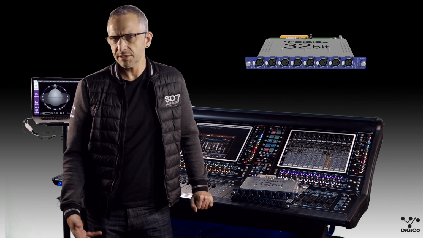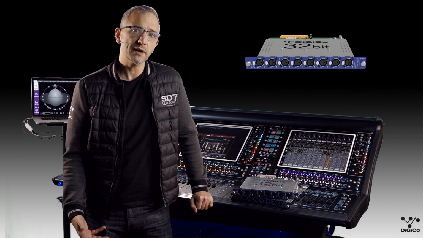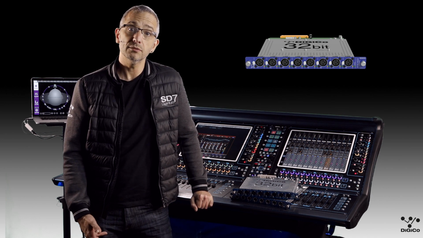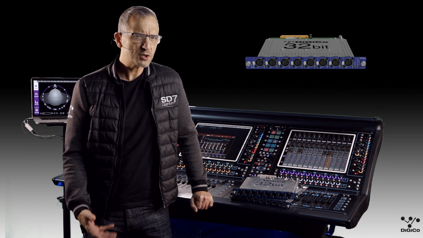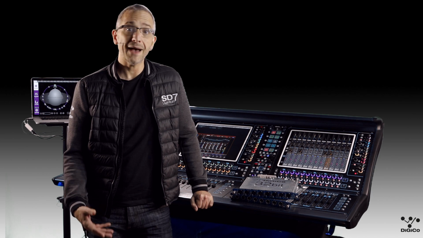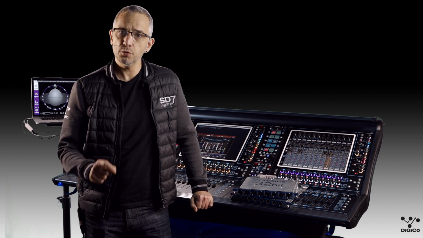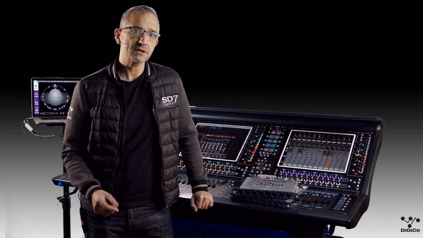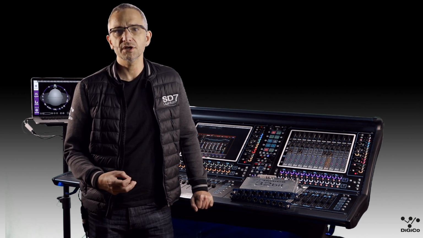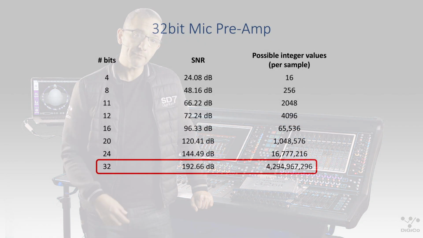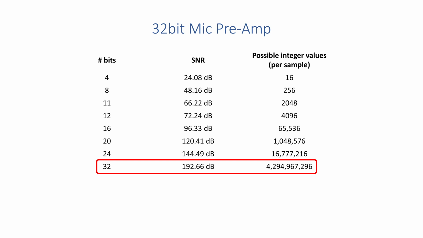First up, let's talk about the advantages of 32-bit conversion and why we do it. And the answer to this is really quite simple. It's all about noise, and more specifically, the lack of noise. When converting from analog to digital, with each additional bit of information, we increase the accuracy of the conversion process. So while 24-bit conversion gives us over 16 million possible quantization steps, the jump up to 32-bit pushes the number of steps up to 4.3 billion.